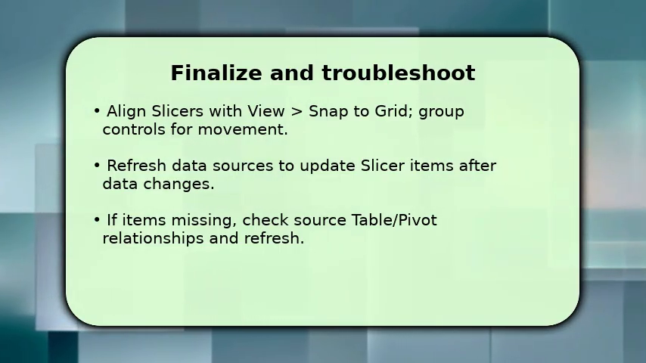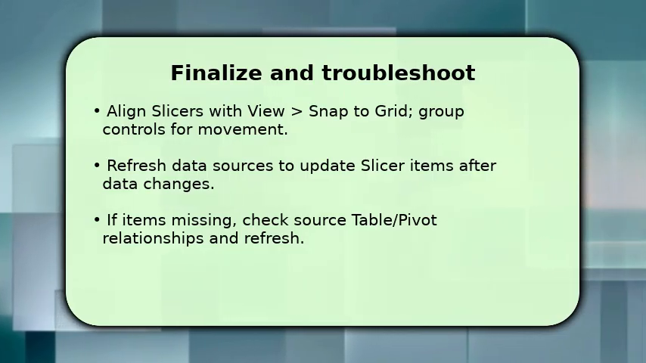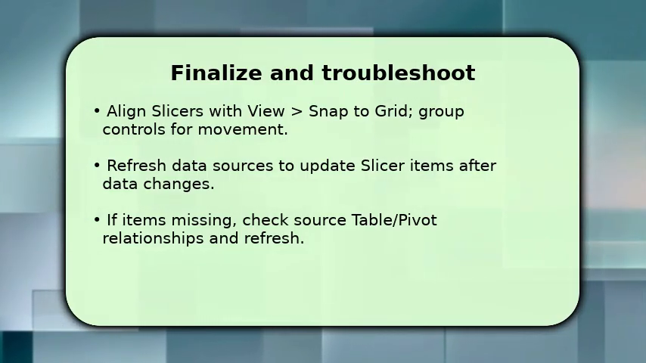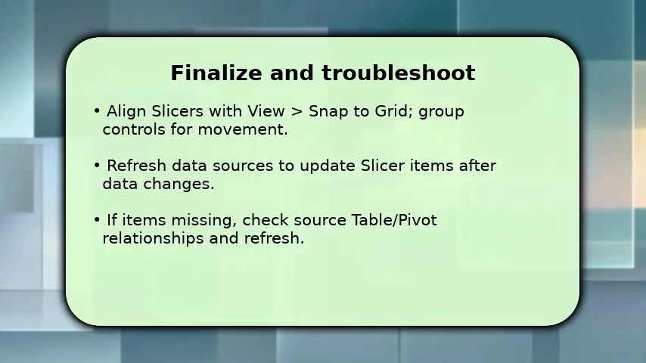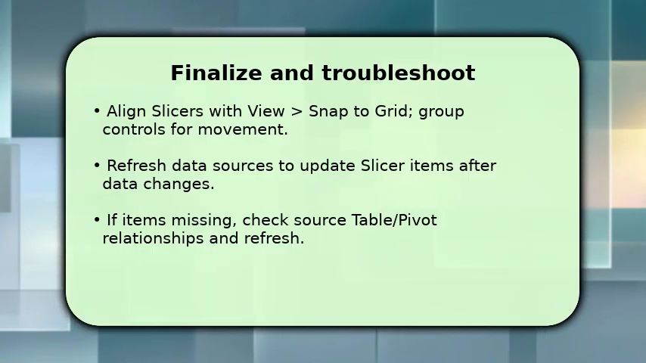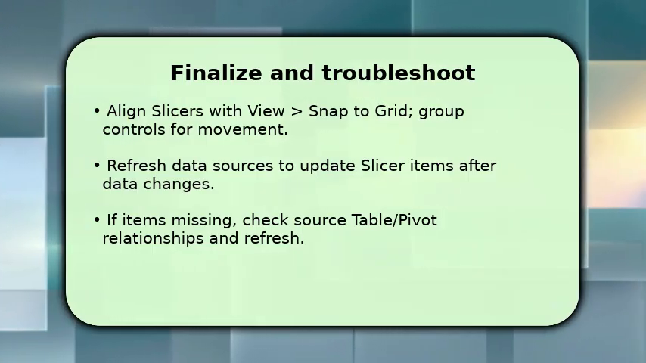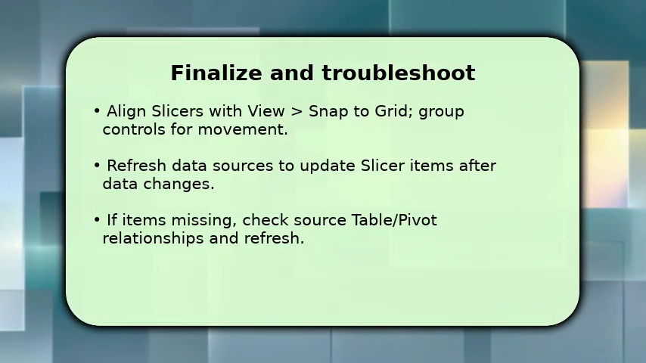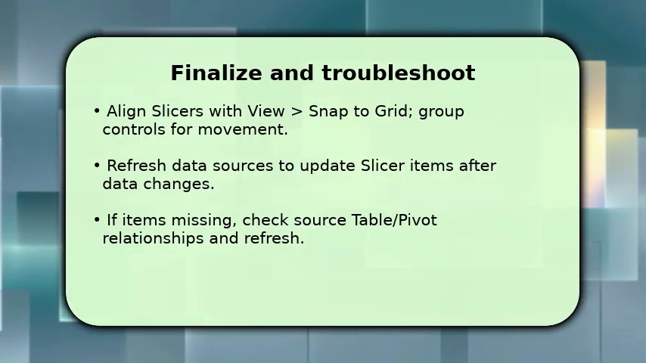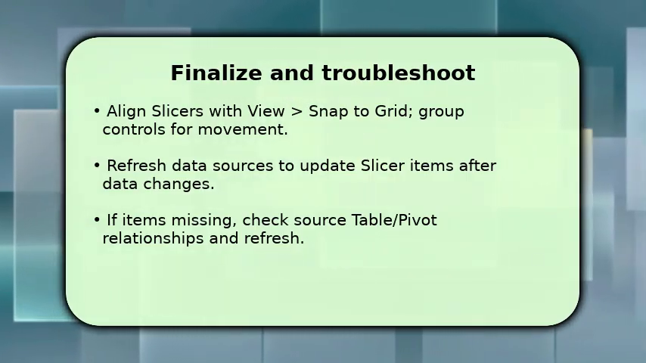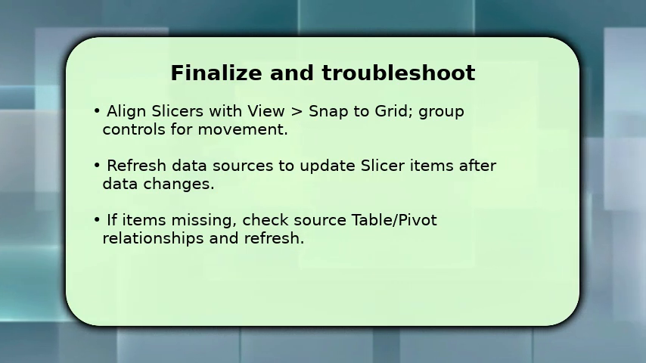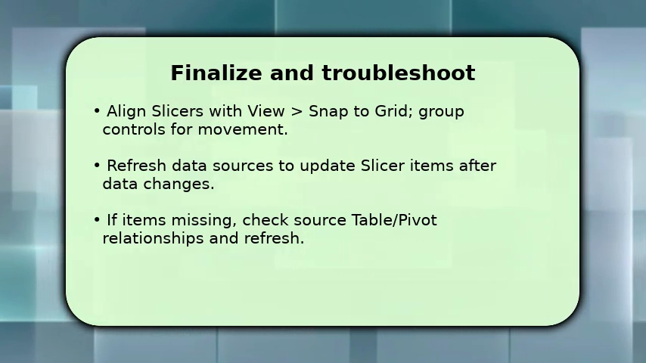Once done, refresh your data or pivot tables to ensure slicer items reflect the latest records. Make sure slicer connections point to the intended data model if filters don't affect every table. If a slicer shows missing or unexpected items, check the table ranges and any relationships, then refresh. This resolves most issues. Finally, save a version with slicers in place so you can revert if layout changes break filters.